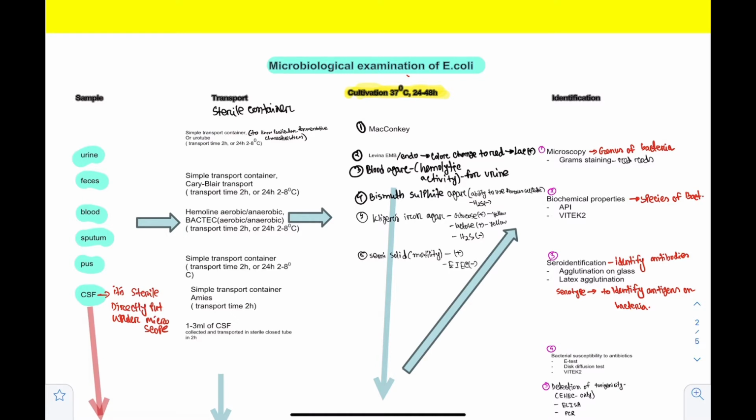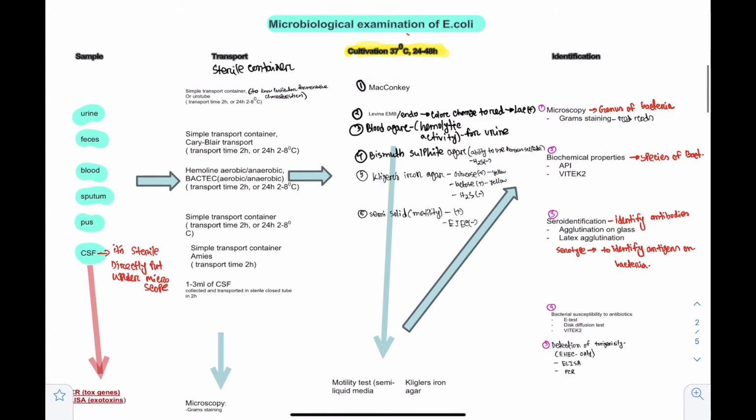So we don't need to cultivate them or do anything else, and we don't need to keep them in the refrigerator. Just take the sample from the patient's body and pass it directly to the lab and do the microscopic and also biochemical properties identification. We don't need to cultivate them. Then you just simply read it.